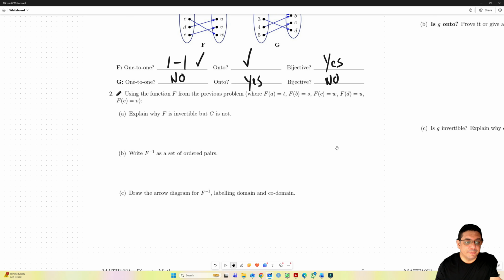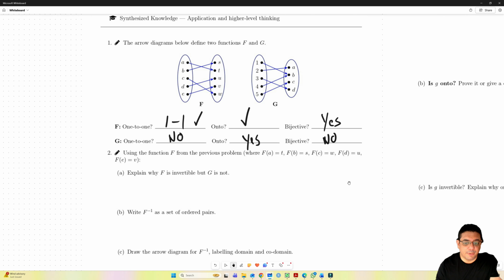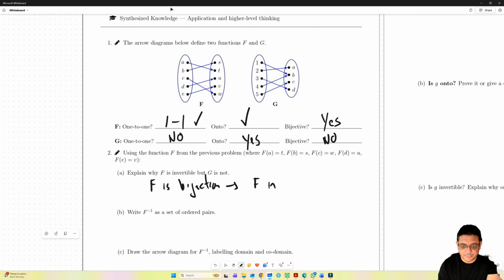All right, question 2 says, using the function from the previous problem, where f of a equals t, f of b equals s, and so on: f of c is w, f of d is u, f of e is b. Explain why f is invertible but g is not. The reason here is because f is a bijection. Hence, f is invertible.